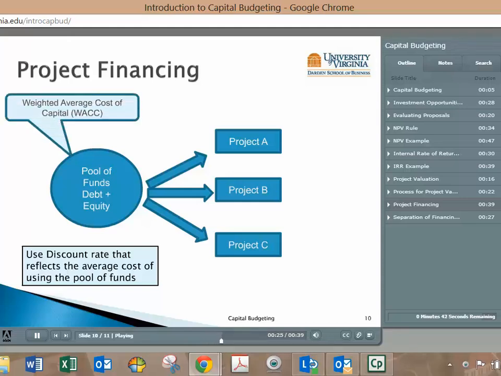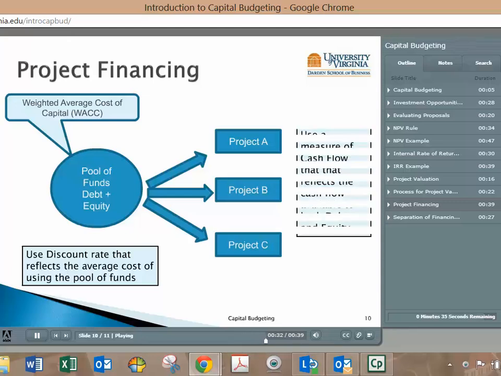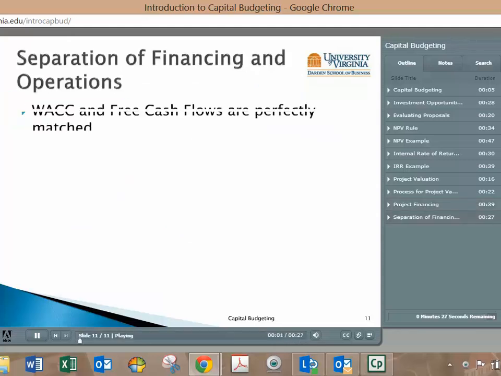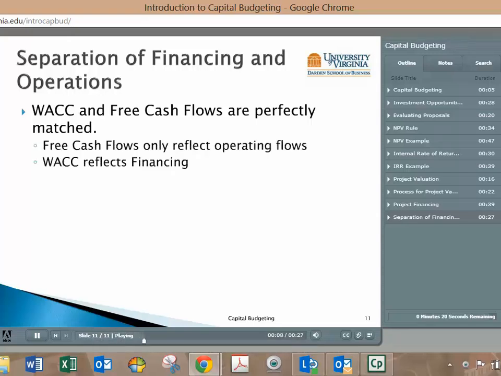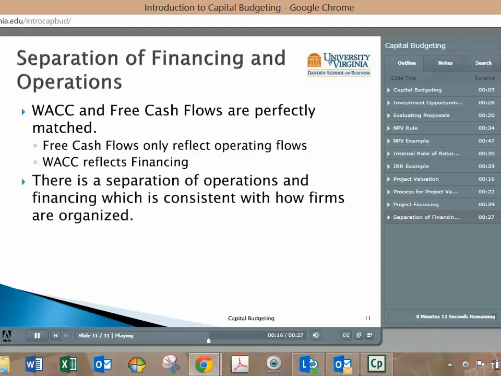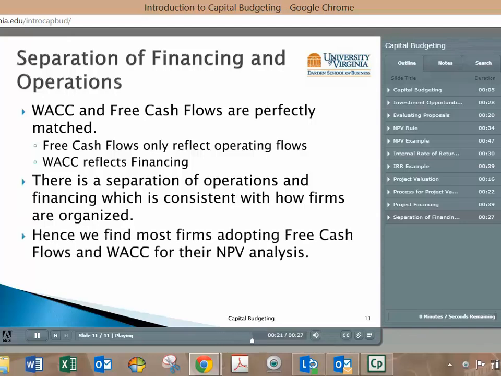In addition, if we are using a hurdle rate that incorporates both debt and equity, we need to use a cash flow definition that includes payments available to both debt and equity holders. This is how we define free cash flow. Weighted average cost of capital and free cash flows are perfectly matched and are consistent with the way firms fund projects. In addition, since the free cash flows reflect only operating flows and WACC reflects the financing flows, the separation of operations and financing also is consistent with the way most firms are organized. Hence, we find most firms use free cash flows and weighted average cost of capital in the NPV analysis. Let's look at this process in a bit more detail.